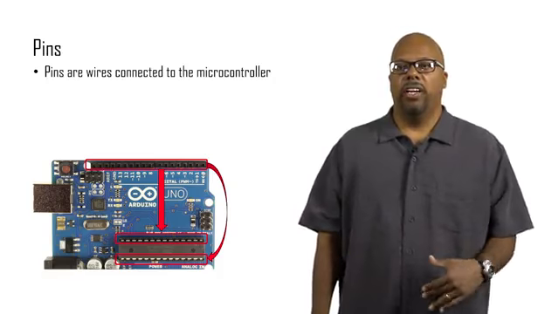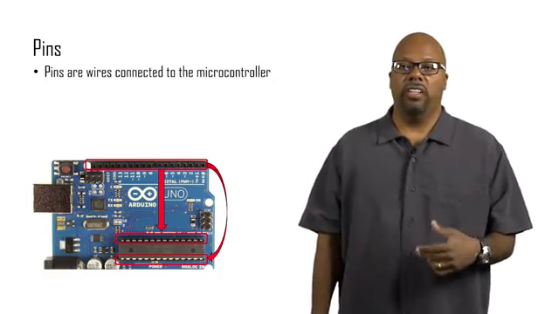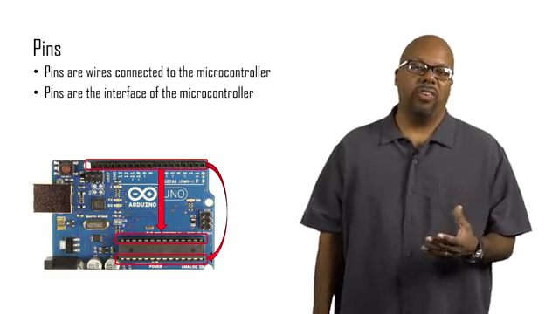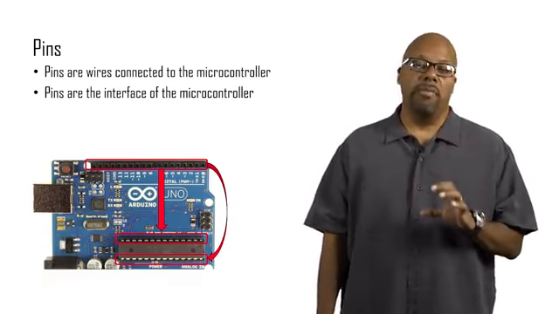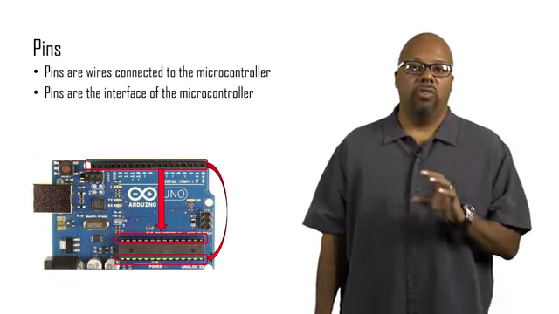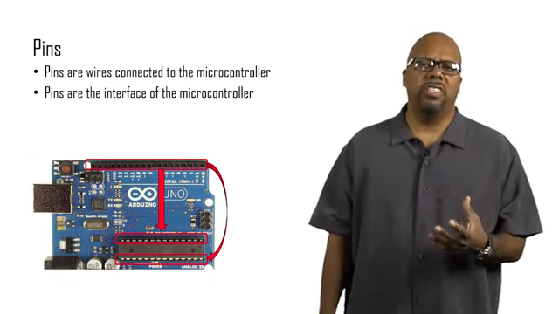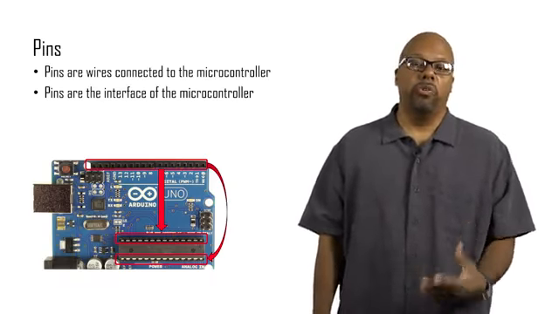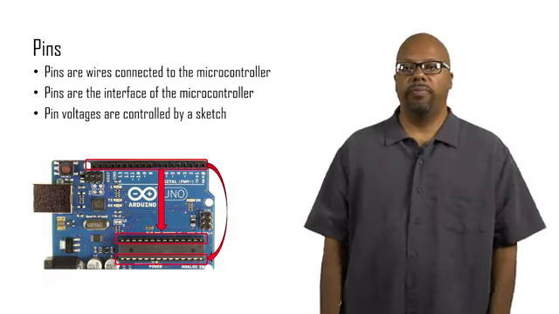So pins are wires that are connected to the microcontroller. They're the main interface. Now there are other interfaces, right? There's USB and so forth, but the main interface when you're building one of these IoT systems is through the pins. So most of the other components in the system will be connected to the Arduino board through those pins. You'll wire them to the pins.